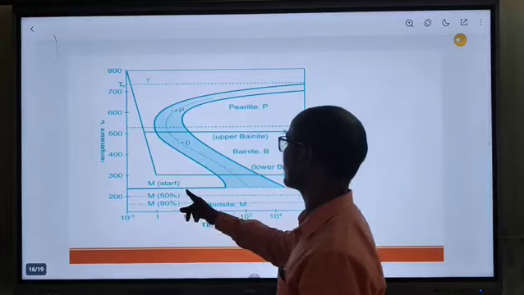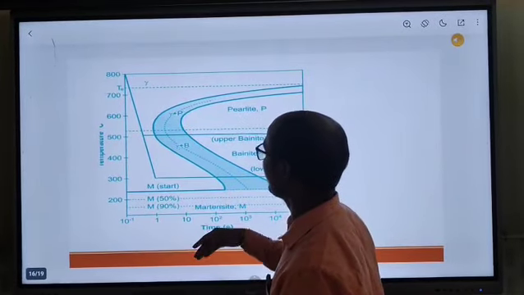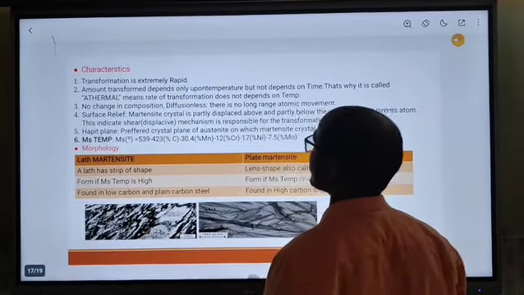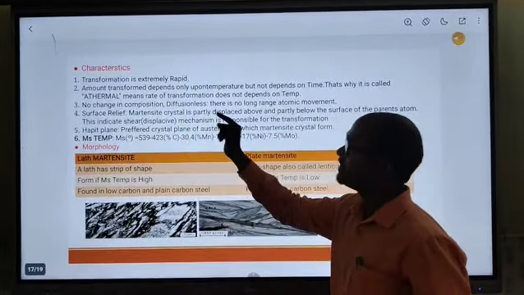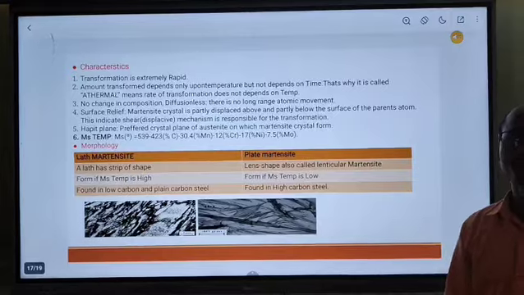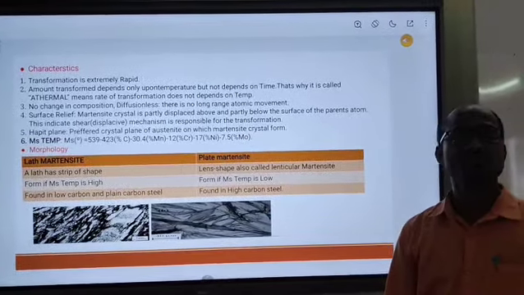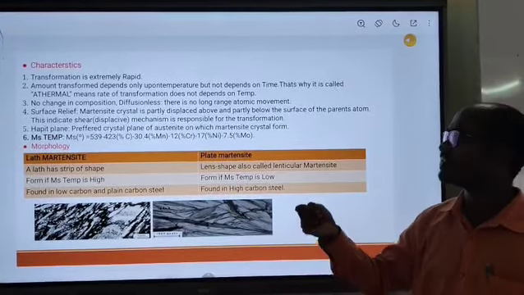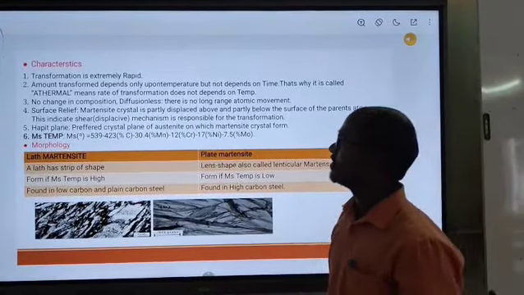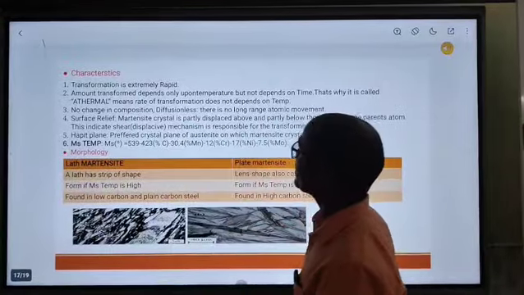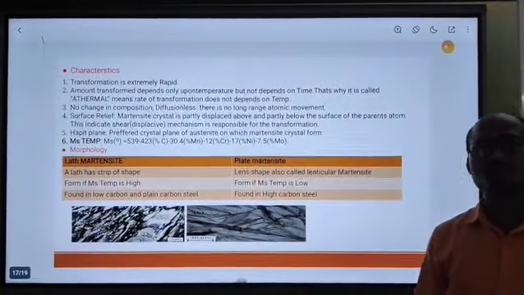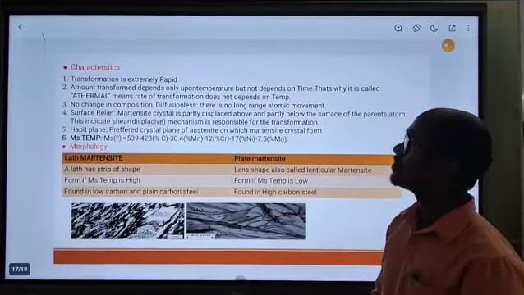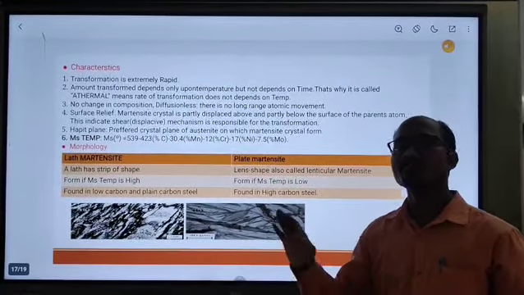Okay, this is Martensite start, this is Martensite end. So let's go to the next. This is athermal, which means the transformation rate is not dependent on time or temperature, because this is a very rapid process. Next, as it is a diffusionless process, in this transformation the composition remains unchanged.